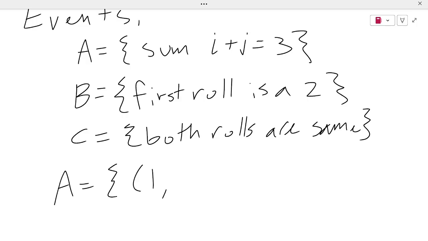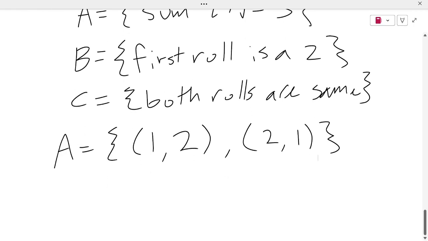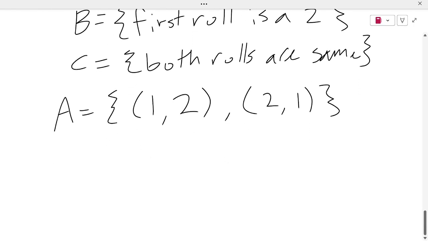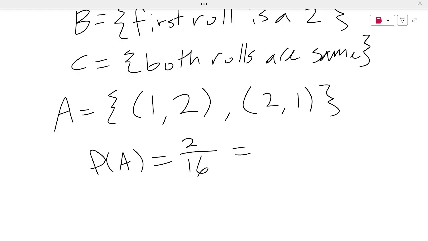So the only outcomes are, maybe we get a 1 on the first roll, then we'd have to get a 2. And the other one would be a 2 on the first roll, and a 1 on the second. So those are the only possible outcomes. And so our sample size, there's 16 total outcomes, right? And in this case, event A has 2 possible ones, so the probability that A happens would be 2, since there's 2 ways event A occurs, out of 16. So this is equal to 1 over 8.